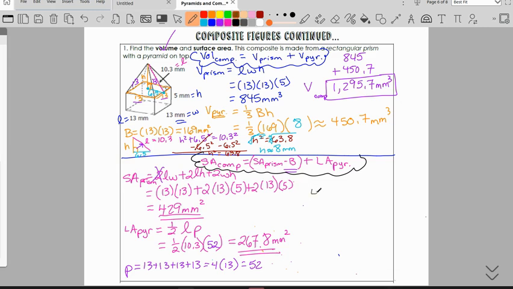So we've got our 429 plus 267.8. And when I add those up, that's going to give me 696.8. And what kind of millimeters is this? Well, let's go back and look. We're finding surface area, so this is millimeters squared. You can box that final answer, the surface area of the composite. I'm going to put a subscript of composite to remind us which surface area that is.